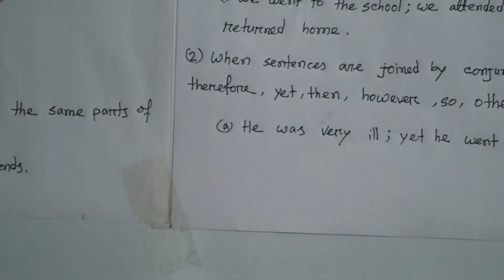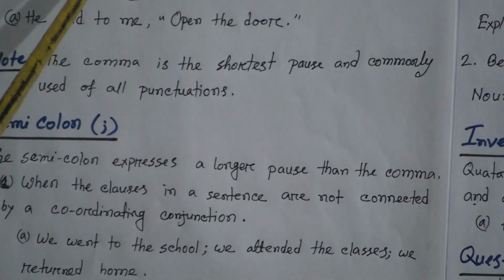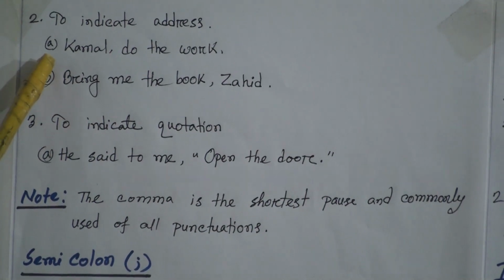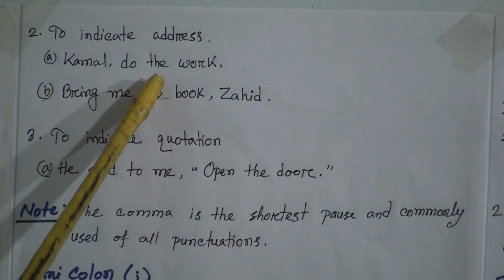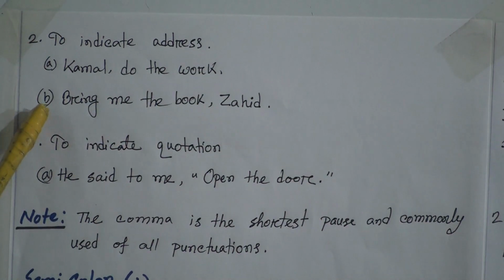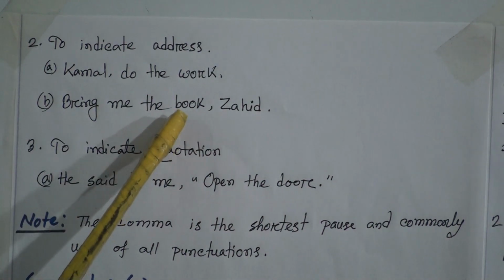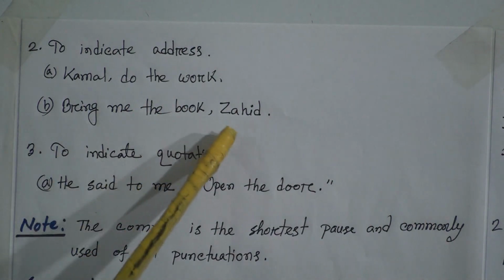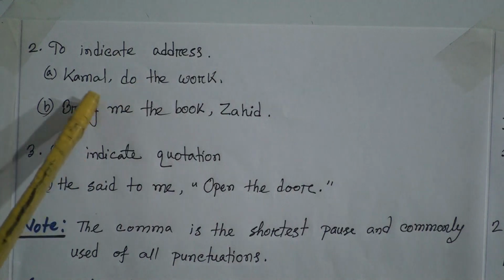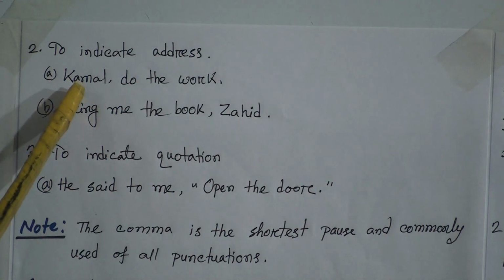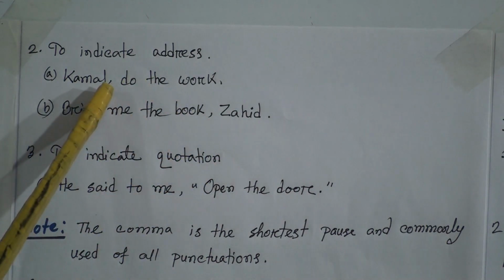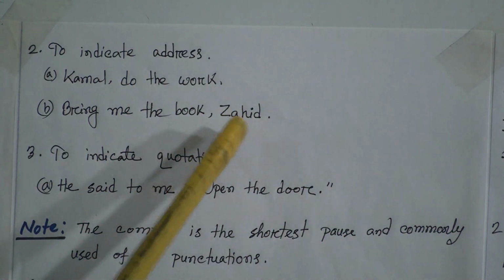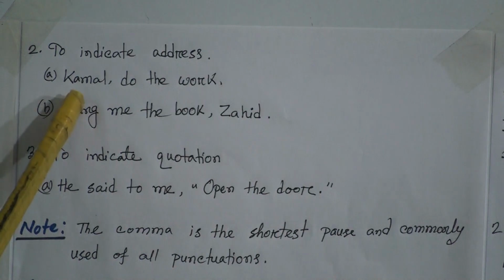Number 2, we use comma to indicate address. That means to address someone. For example, number A, Kamal, do the work. Number B, bring me the book, Jahid. I repeat again, bring me the book, Jahid. Look, while we are addressing Kamal and Jahid, there is a comma after the name and here before the name. That means to address someone we use comma.